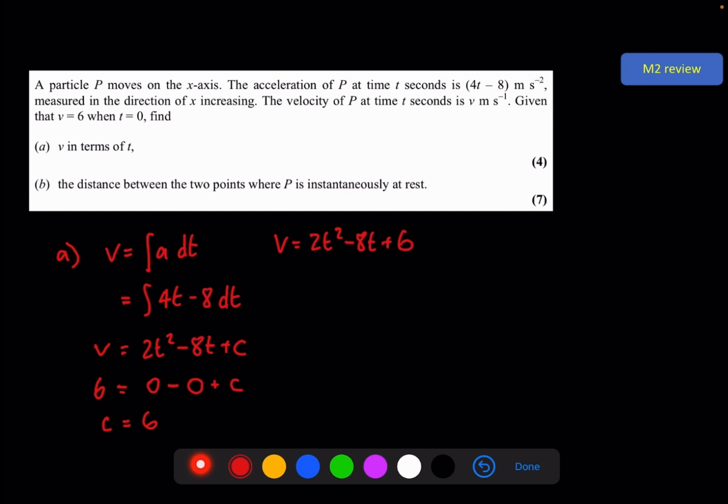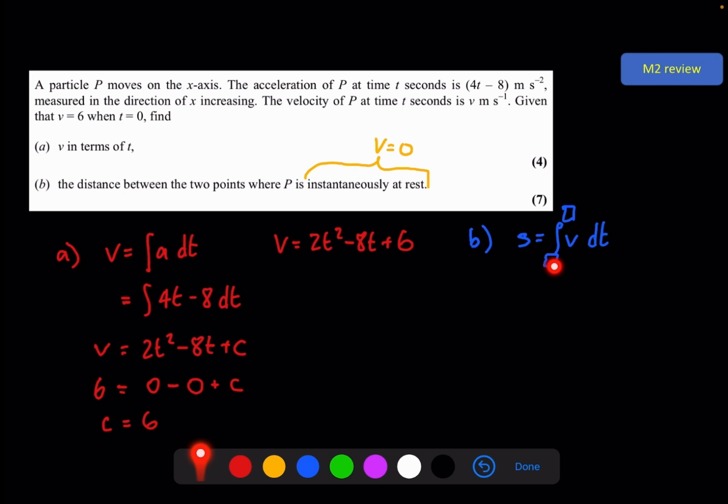Part B, we need to find the distance between the 2 points where p is instantaneously at rest. So for the distance, we need to integrate the velocity function with respect to time. But we need to first find the limits. What time points do we need to find this between? It's the 2 time points where p is instantaneously at rest. What that means is just a fancy way of saying when v equals 0. So first I'm going to put v equals 0 in here, solve to find the 2 times when p is instantaneously at rest, and then integrate between those 2 times.